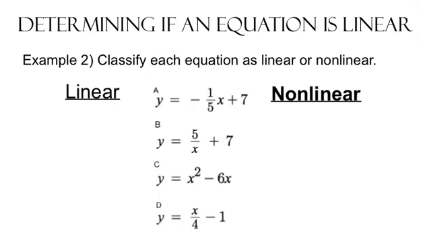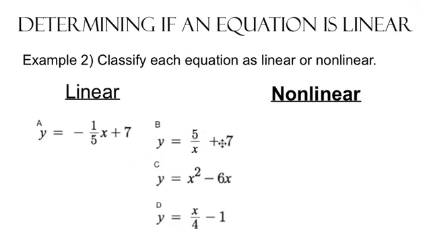Just like the last one, I just want to classify these as being linear or nonlinear. So let's take a look at A. I don't have any exponents on my variables. That's good. I'm not dividing by any variables. That's good as well. I don't have any operations other than the ones that we would expect: multiplication, division, addition, and subtraction. And so we can very safely say that this is in fact a linear function.